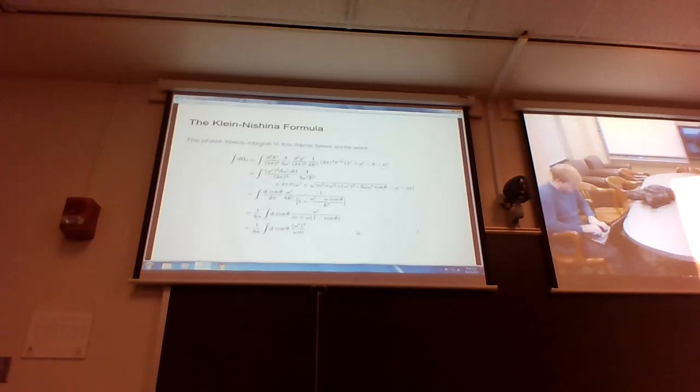All right, the phase space. The phase space takes some work. This is why we like to work in the center of mass frame, because the phase space is a lot easier to work with. But here you can do it. It's not that bad.